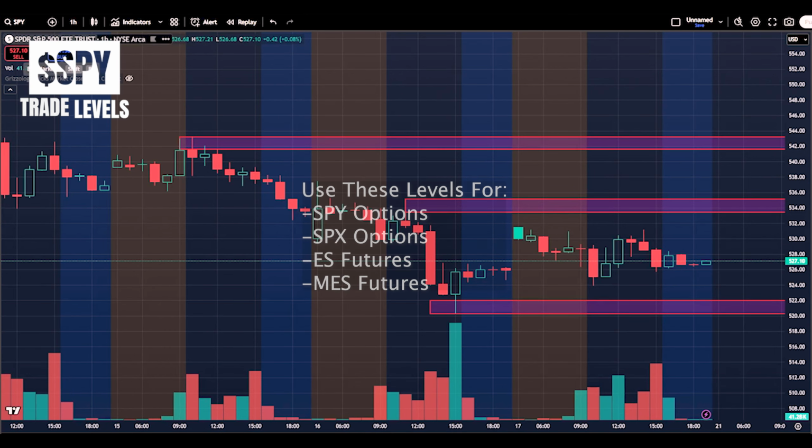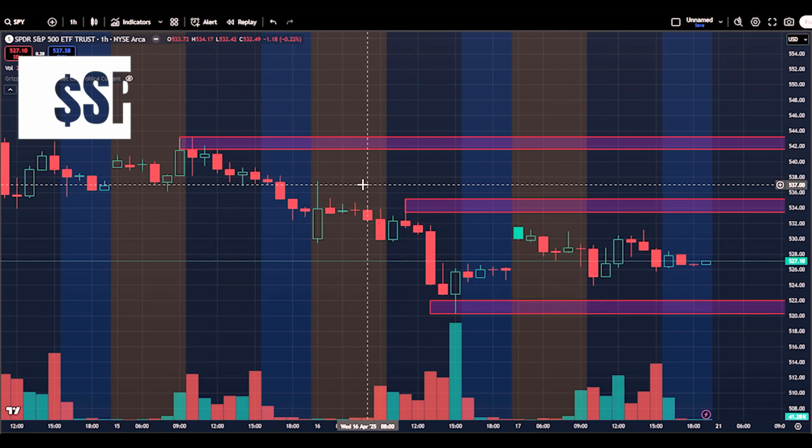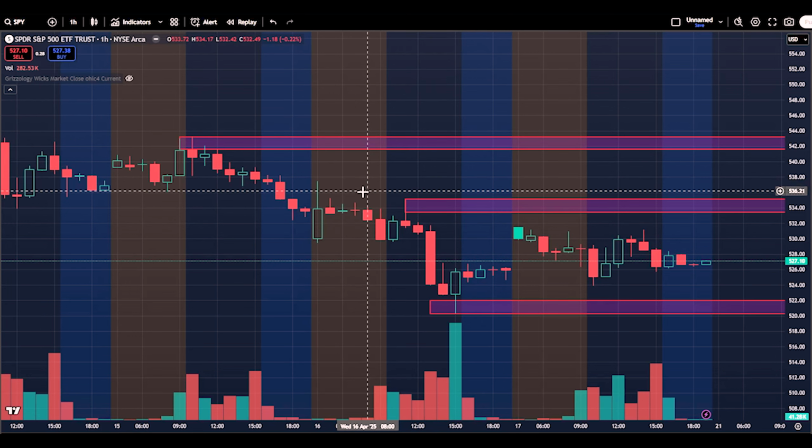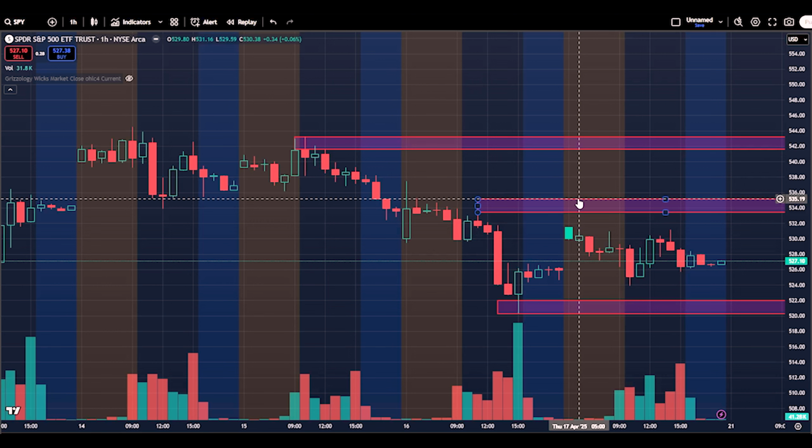Up next, ticker SPY. You can trade SPY options, SPX options, or ES futures based off these levels. Start from the top. 543.1, top of this supply. 541.4, bottom. 535.1, top. 533.5, bottom.